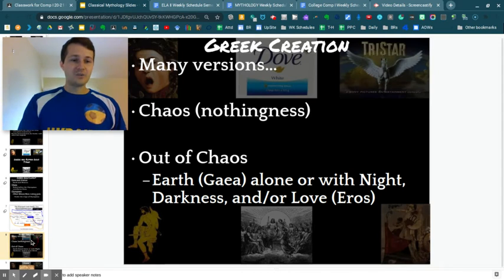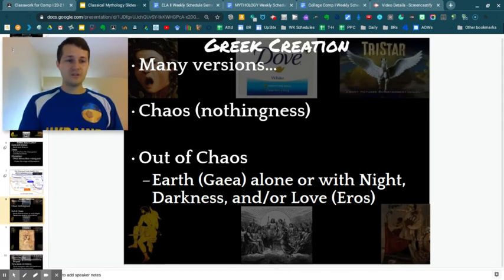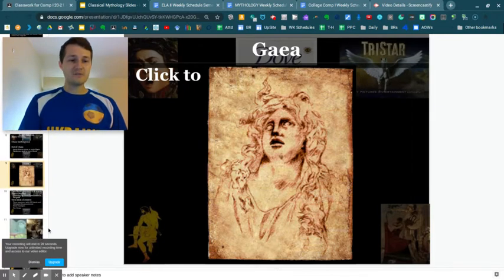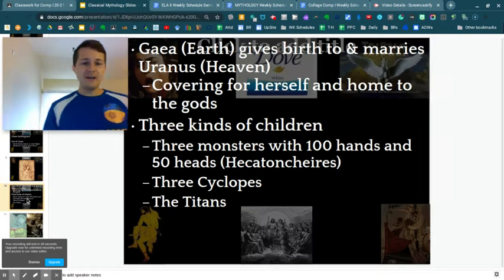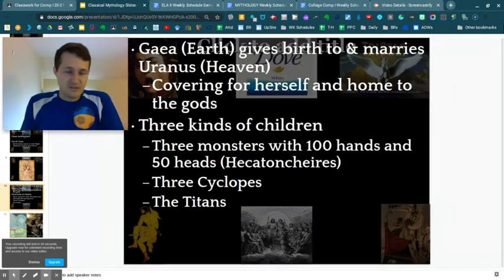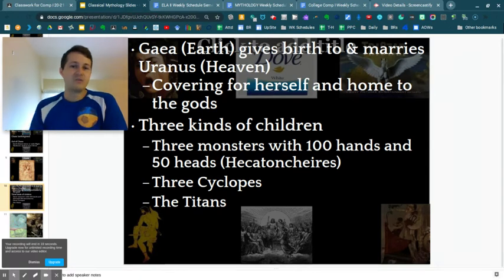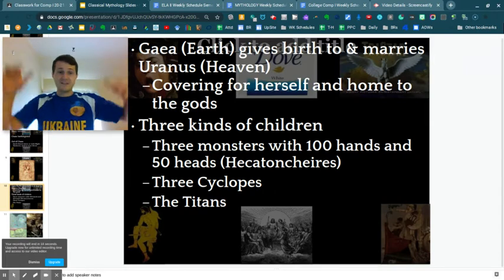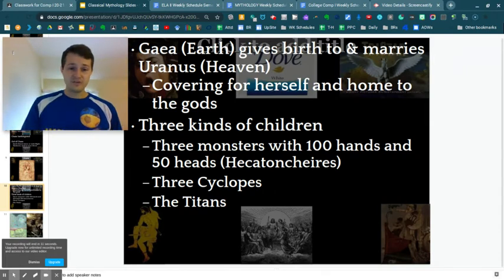Gaia herself kind of looks like this. Very attractive lady. When Gaia comes out, she then gives birth to and marries her son Uranus. She does this to give a covering for herself and also a home for all of her children, the gods. He represents the physical sky. They have three types of children together: the three-headed monsters that have 100 hands, the Hecatoncheires, the three Cyclopes, and the Titans.